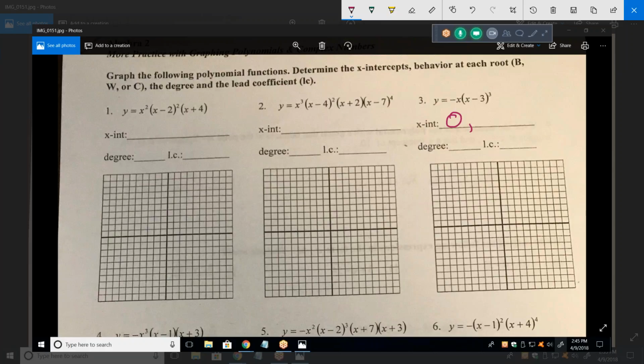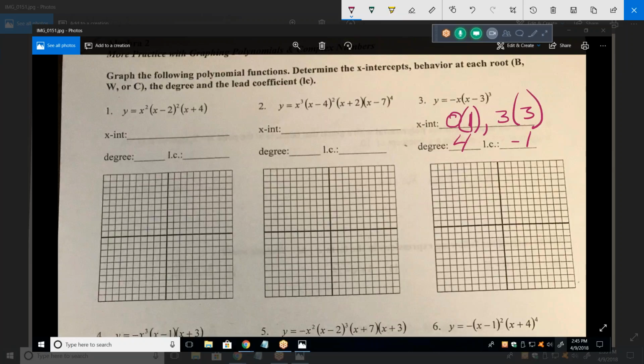And 3. And what's the multiplicity on the 0? 1. What's the multiplicity on the 3? 3. What's the degree? 4. What's the leading coefficient? -1. Very good. I would have said 1. You're right, it is -1.